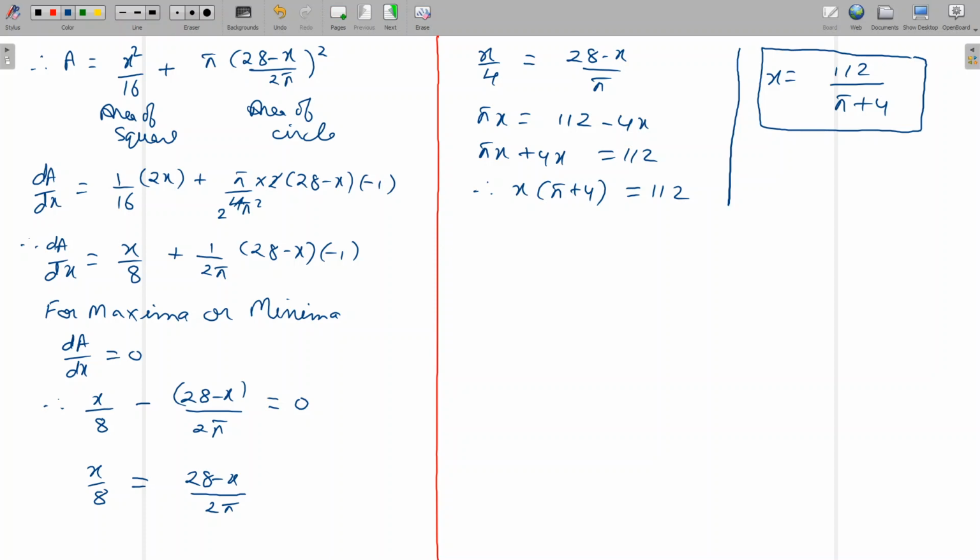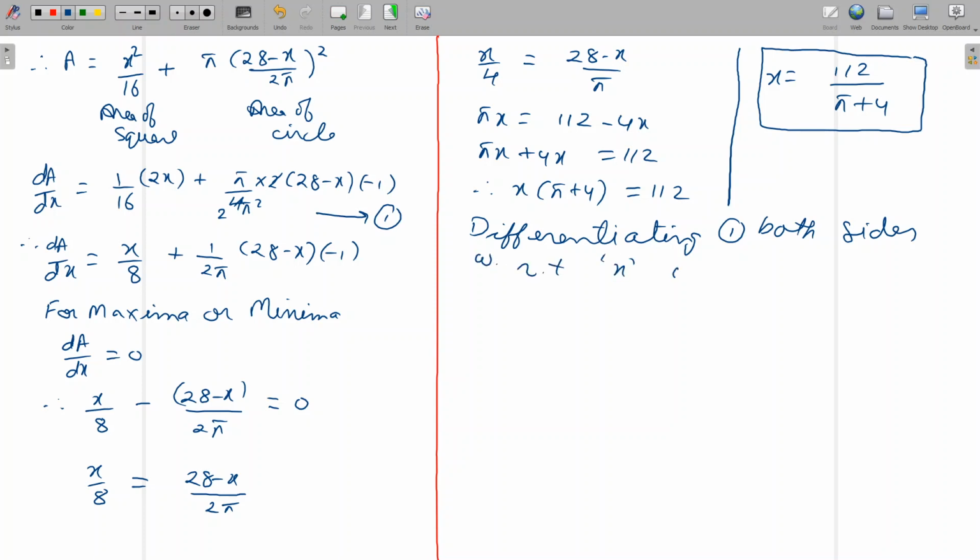So let this be 1. So differentiating 1 both sides with respect to x, we have, so what we will be having here is d square A by dx square equal to, here 1 by 8 is constant and difference of x is 1.